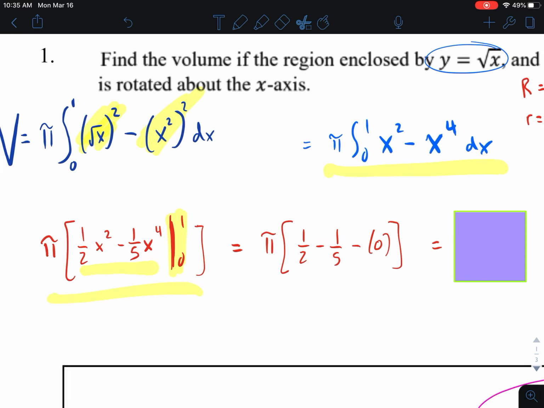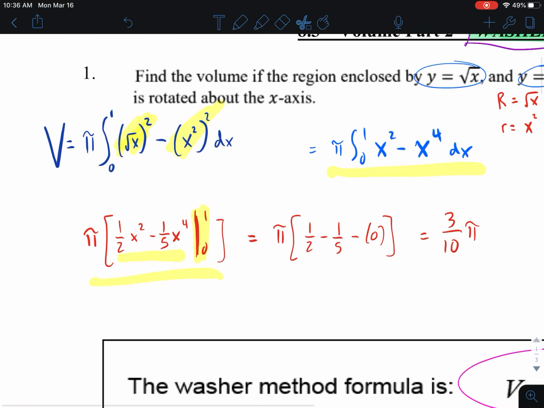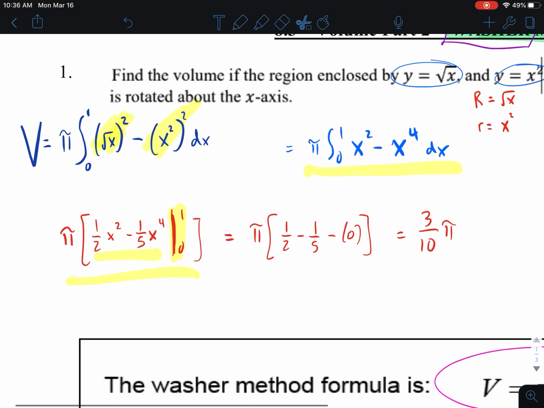Pi is still out there. Plugging in 1 is pretty easy. Plugging in 0 in this case is really easy too. You just get 0. Okay, simplify it. You get 3/10 pi. Okay, make sure you understand all those steps. That's really all the washer method is.